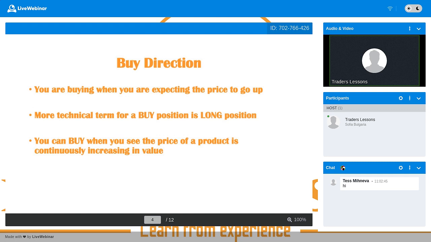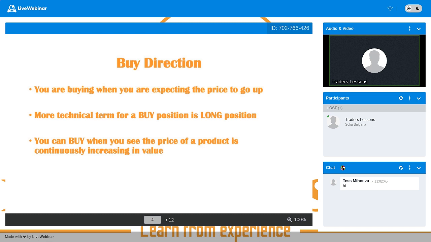Buying, or as you can see here, the technical term is a long position. A buying position or long position in the market means that when you buy a specific product, whether it is a currency, a commodity, an index, shares, stocks, whatever, you're expecting the price to go up, to increase in value. When I'm buying, it means that I saw something that is giving me the expectation for the price to increase in value. This is why I go for a long position or buying position in the market.